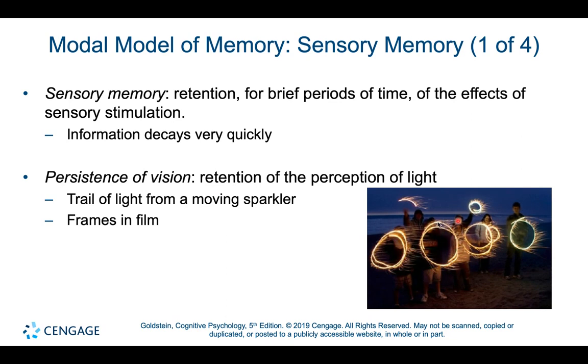So if you twirl sparklers around, right, you get this effect where your brain is holding on to that information for just a brief second, where the light was, and you can see it. This works much like long exposure does in a camera. That's how you probably get this image, a camera shutter with a really long exposure. We can also think about it like the frames in a film or something like that.